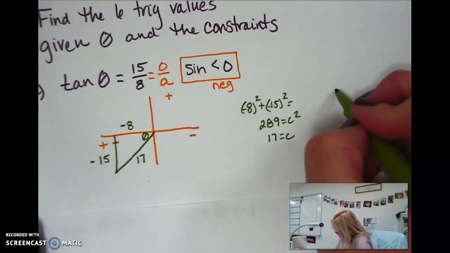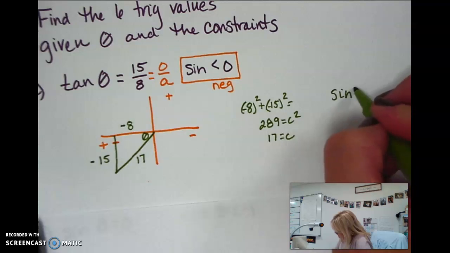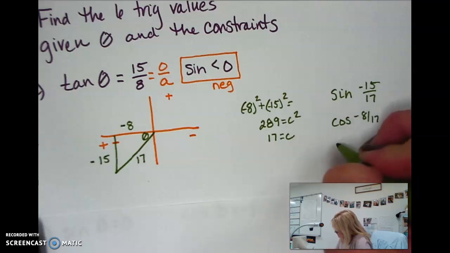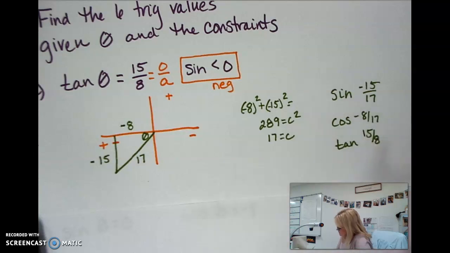So now sine is opposite over hypotenuse, cosine is adjacent over hypotenuse, tangent is opposite over adjacent, and a negative divided by a negative becomes positive. Cosecant is negative 17/15, secant is negative 17/8, and cotangent still is a positive, but we're going to have a reciprocal.